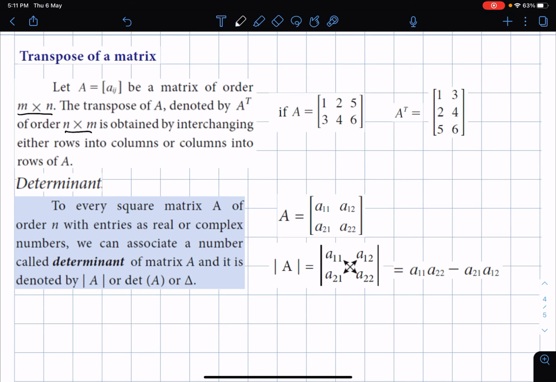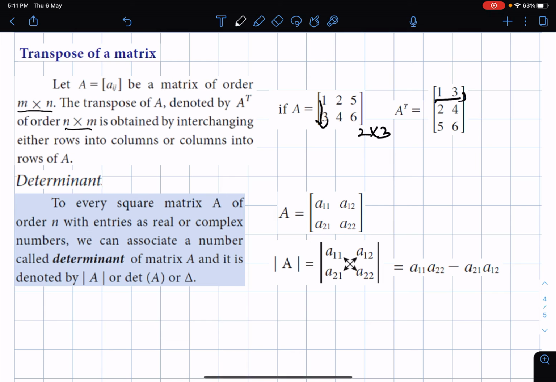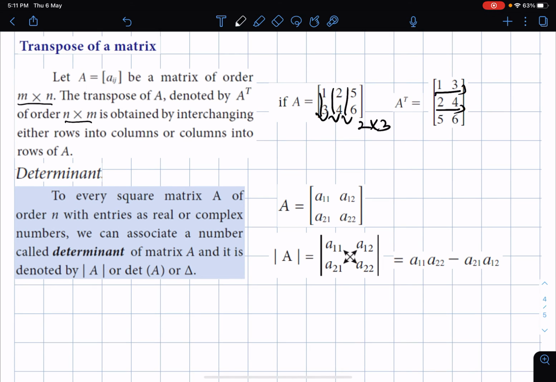So here you have A as 2 into 3. The first column has been transferred to the first row, the second column to the second row, and the third column to the third row. Now your order, how many rows are there? 3 rows and 2 columns, so 3 into 2. Here you have seen this order is 2 cross 3 and vice versa is 3 into 2. This is the transpose. You just have to write it vice versa.